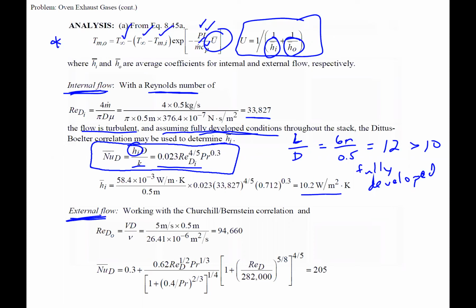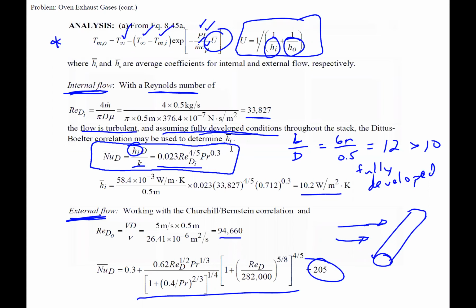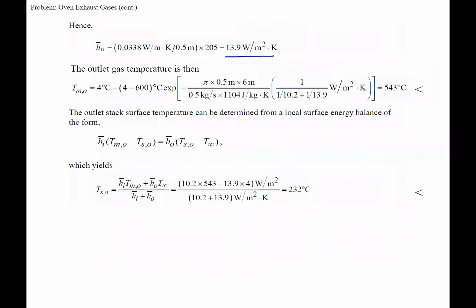Okay, so this is just like cross flow over a cylinder from chapter 7, right? So we have cross flow over a cylinder, and we get our value for Reynolds number, and then we can utilize our equation for cross flow of a cylinder. We get a Nusselt number of 205. Rearrange it for the convection coefficient, we get 13.2, right?